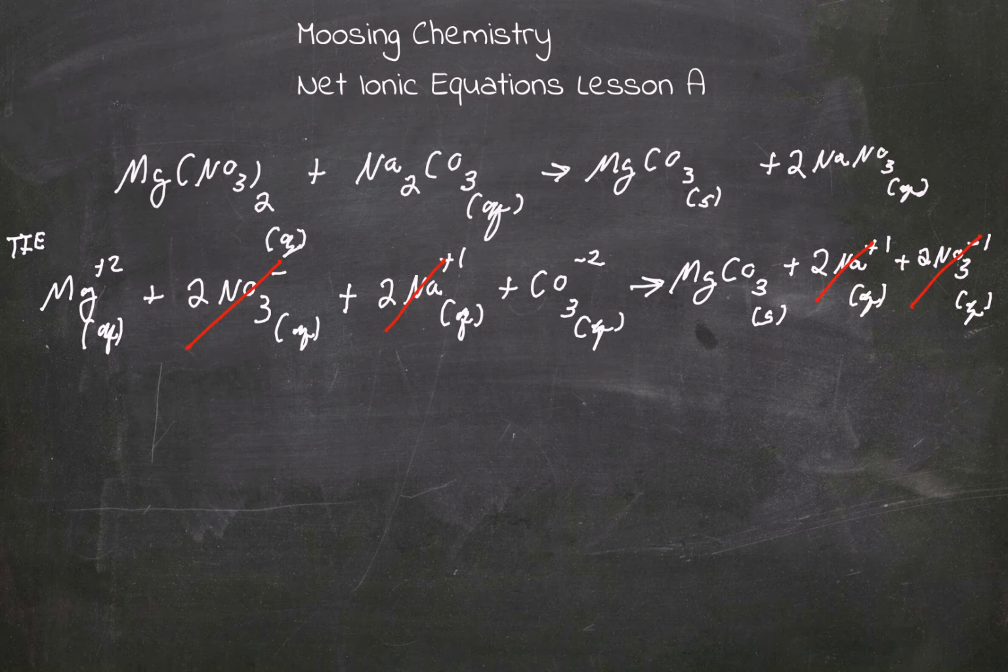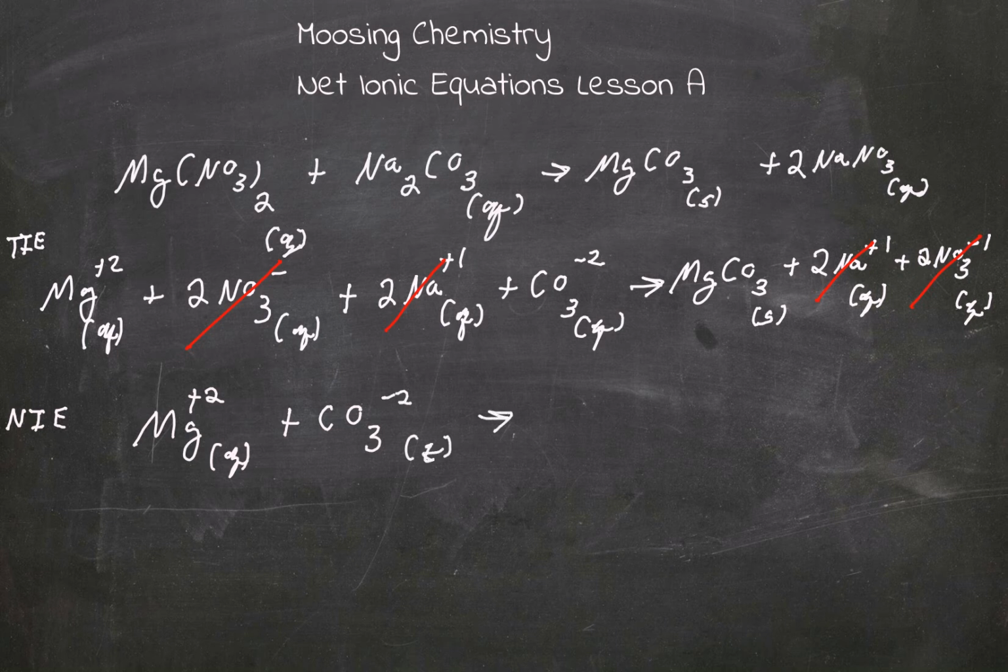All right, so now we're going to write the net ionic equation, which I call NIE. So it's going to be Mg+2 (aq) plus CO3-2 (aq) yields MgCO3 solid. And that's it for this lesson.